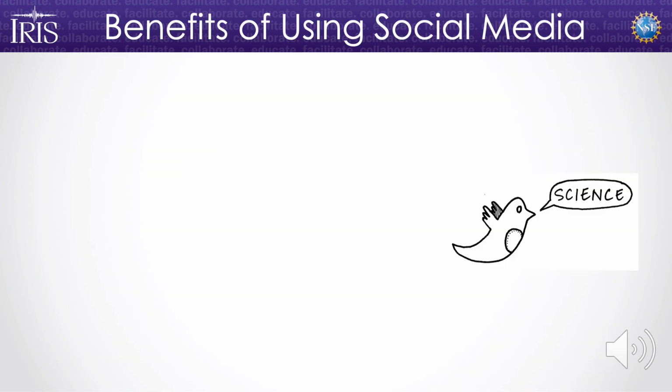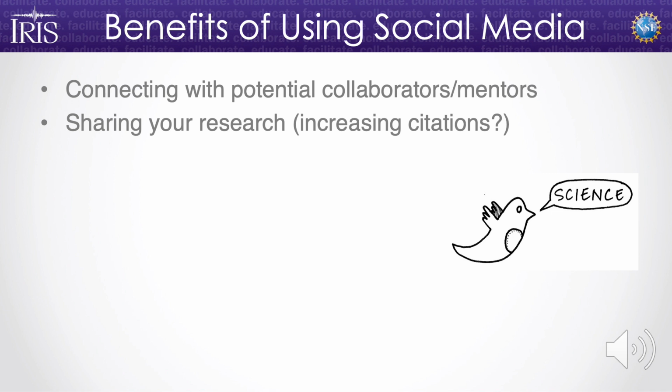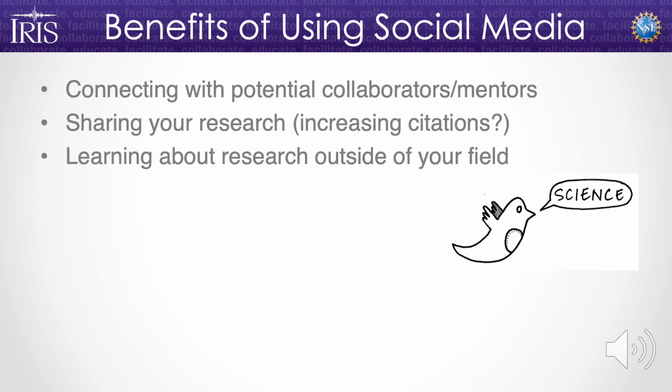So, some of the benefits of using social media: connecting with potential collaborators and mentors, sharing your research. You could even have an increase in citations. So there's a lot of research showing that if you share your research online, you do get more citations, and I'm happy to provide those references for people. You can learn about research outside of your field. There's so much amazing stuff happening in the world. It's so hard to keep track of everything, and Twitter is a good way to curate things so that you can see a lot of really wonderful things you may not have known about before.